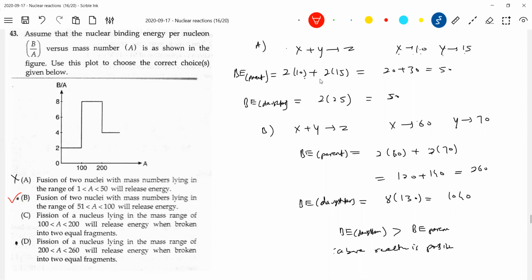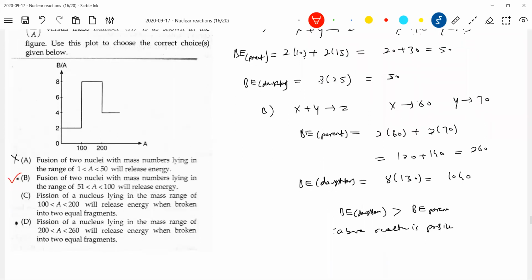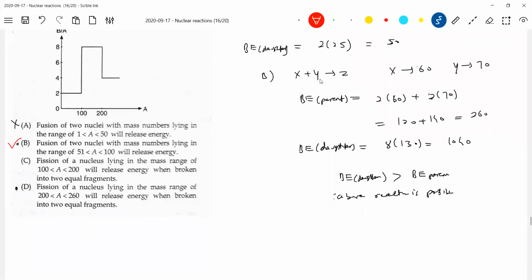Let's check option C. Fission is mentioned, and fission means breaking up. Fission of a nucleus lying in the mass range of 100 to 200 will release energy when broken into two equal fragments. Okay, it's helping us. Let me take around 160 mass number. X will break up into Y plus Z. Let Y be 80, so Z should be 80 too, making 160.